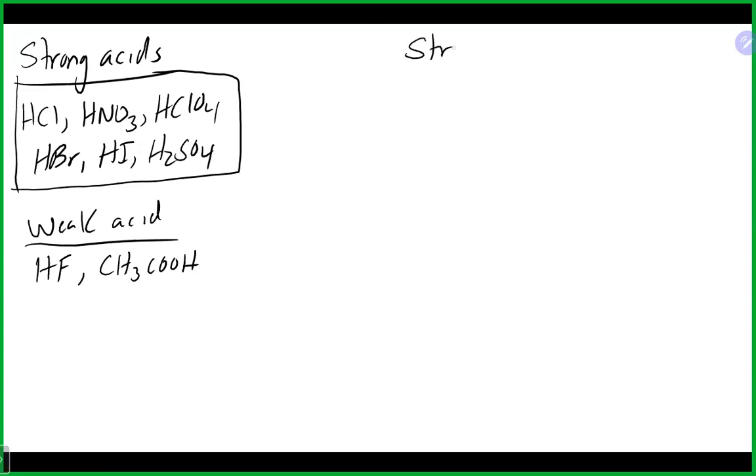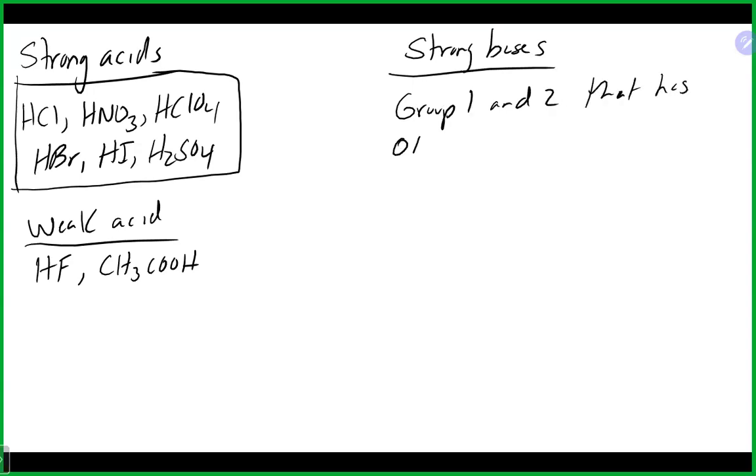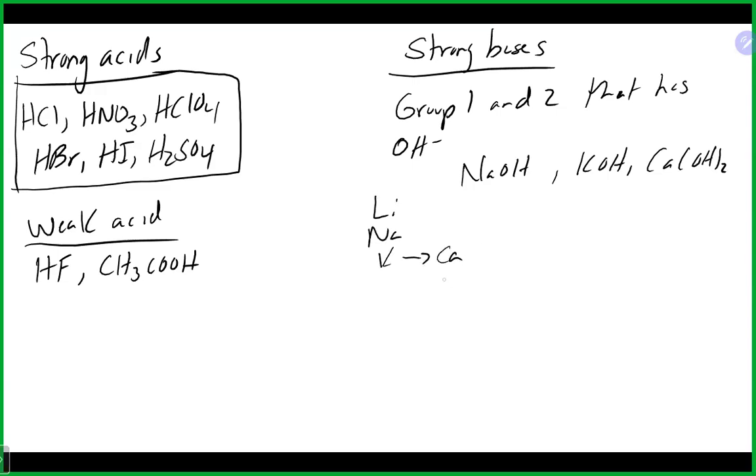In terms of our strong bases, as I mentioned, it's pretty much group 1 and 2 from the periodic table that has hydroxide attached. So things like sodium hydroxide, potassium hydroxide, calcium hydroxide. Once again, if you go group 1, lithium, and then come down, sodium, potassium, make a right-hand turn at calcium, strontium, and barium. Pretty much any of those with hydroxide is going to be a pretty safe bet. That's going to be a strong base.